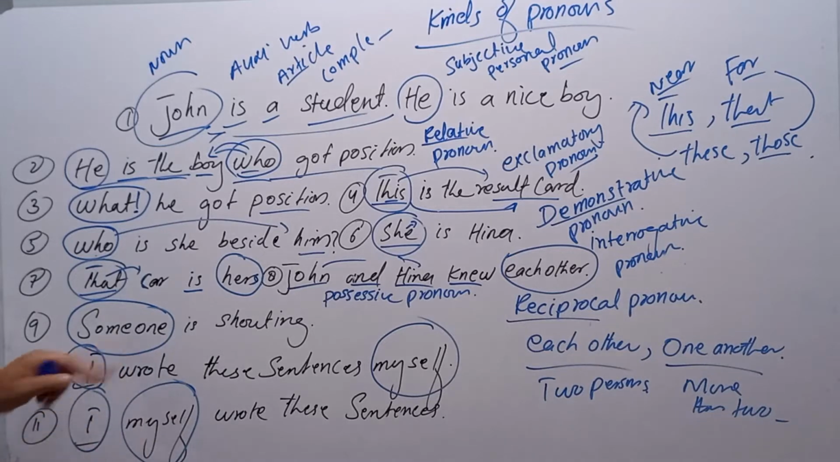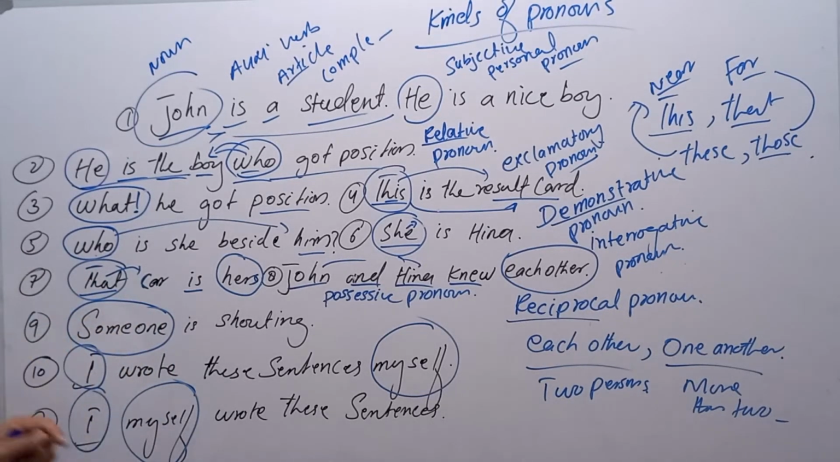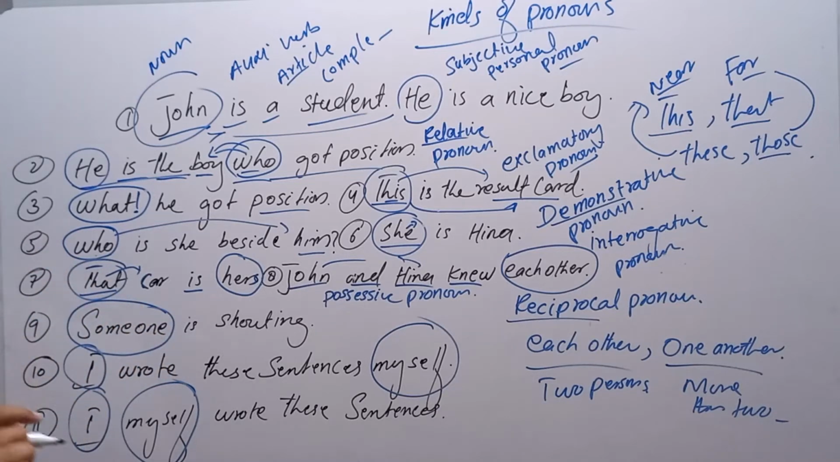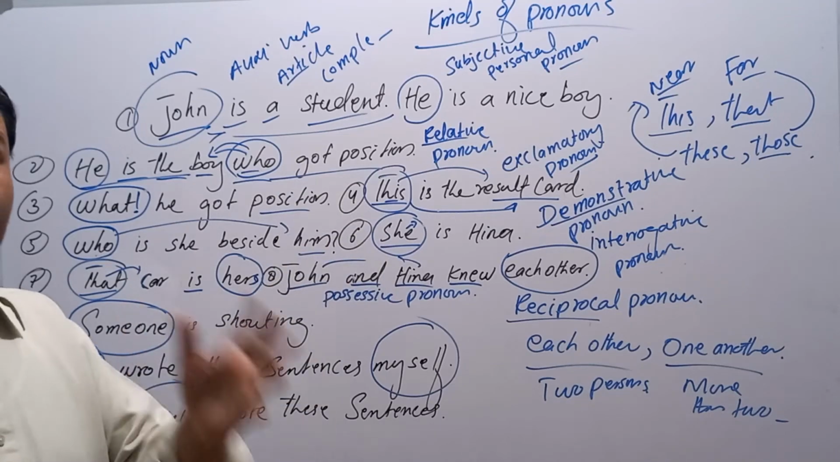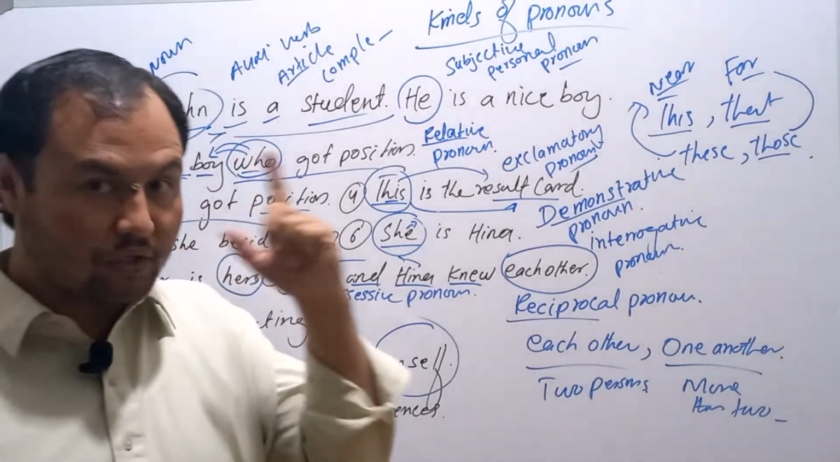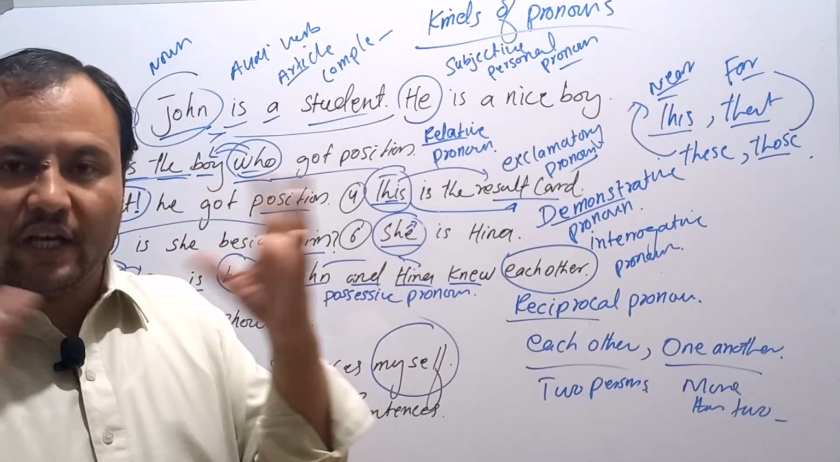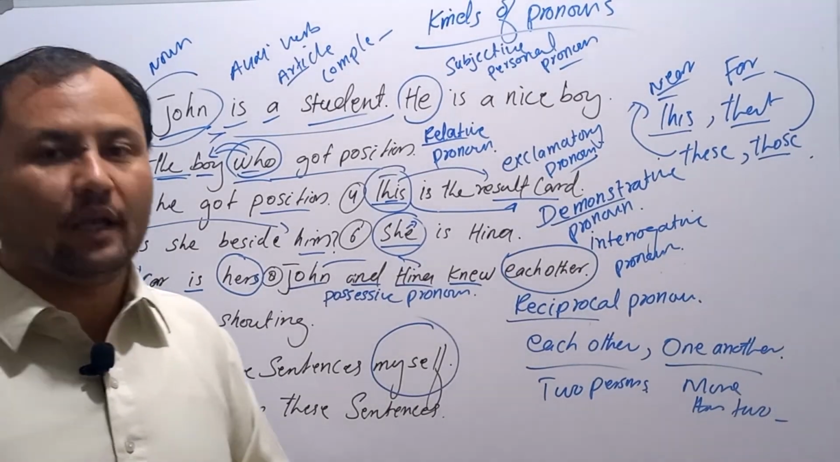Someone is shouting. Now, what is someone here in this sentence? This someone is replacing the person. This is also called a pronoun. Now, what kind of pronoun is this? Someone is shouting. We don't know who that someone is. Is that male, female, single, double, more than one person? So for pronouns about which we do not know the number, gender, quality, or even quantity, we use someone, somebody, anybody, anyone.